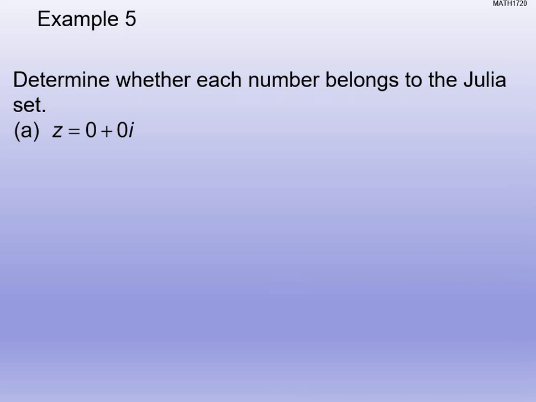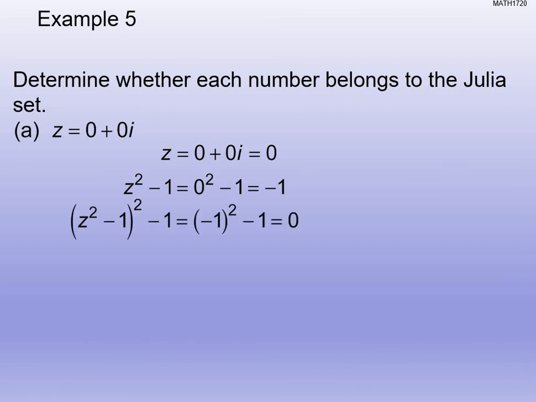Let's start with A. It says z equals 0 plus 0i. We want to determine if that's in the Julia set. So we start by following the equation on the previous slide. We say z equals 0 plus 0i equals 0. Then we do z squared minus 1, which equals 0 squared minus 1, which equals -1. Then we step into the next one: z squared minus 1 quantity squared minus 1. That equals -1 squared minus 1, which equals 0.